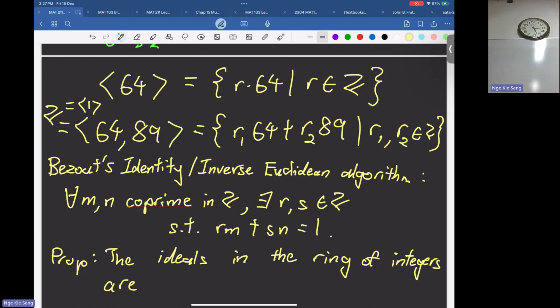64 times 1, correct? 89, how to get from 1? 89 times 1, correct or not? 1, okay? It says that the unit ideal is equal to the ideal generated by 64 and 89, right? So that means I can use 64 and 89 to generate 1. How?